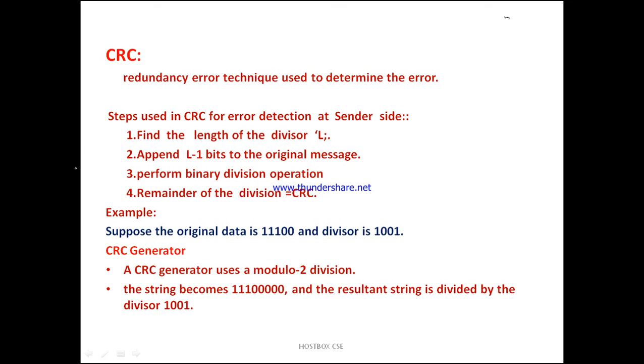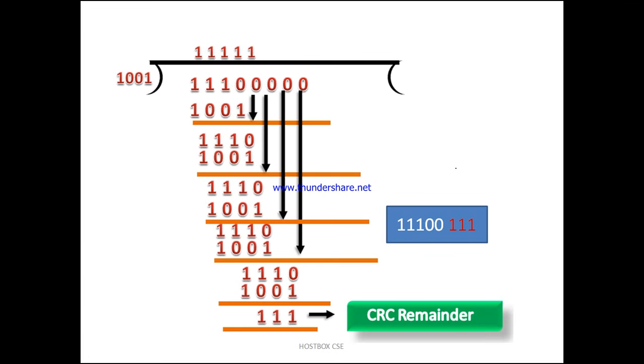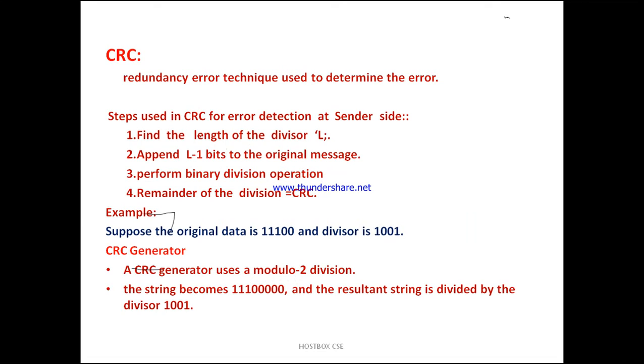Remember, whenever the length of the divisor is, suppose, 5, then L-1 is 4, so we add 4 zeros, appending them to the actual bits. This is the message, the data block, 11100, for which we are going to do the CRC for transmission. Let's see the diagram and you will get the idea. Remember, the divisor is common for both sender and receiver.